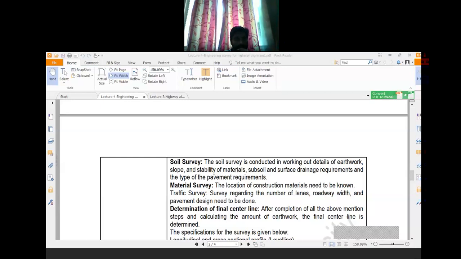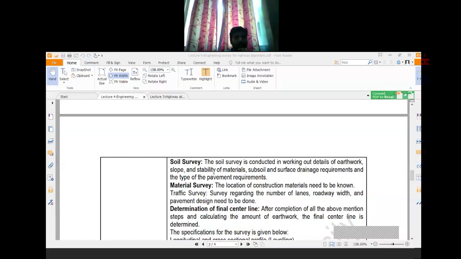Basically, in different earthworks, stability of the slope is very important, and subsurface and surface drainage requirements are also very important. All these characteristics, that is surface drainage characteristics, stability of the slope, and stability of the materials, depend upon the type of soil which covers that area.